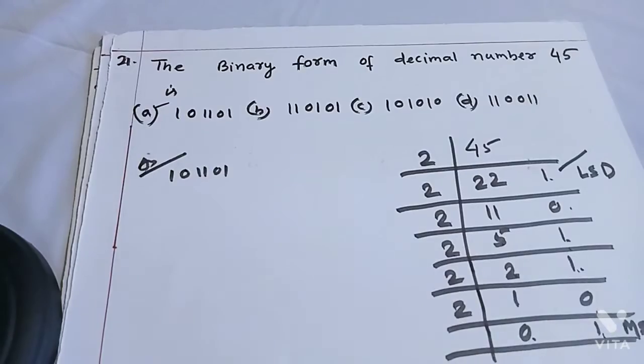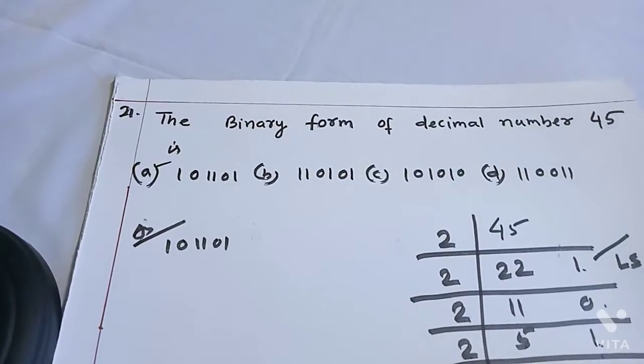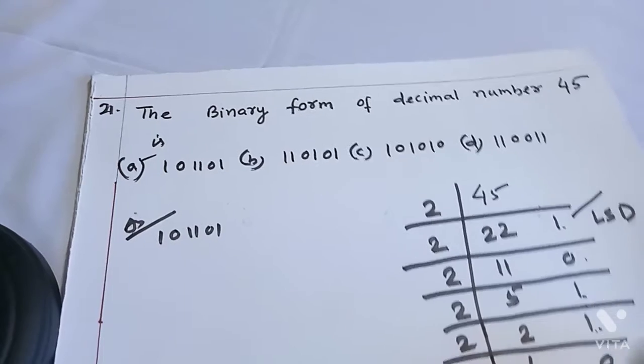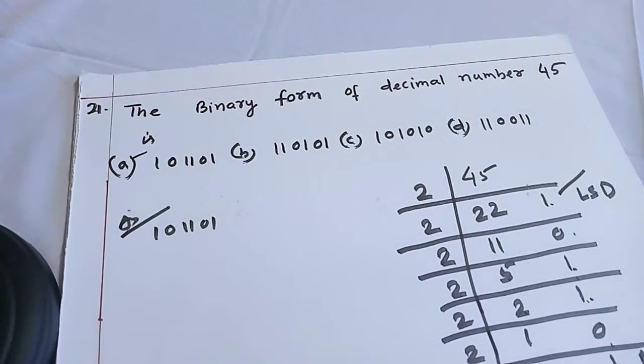Next question is, the binary form of decimal number 45. The binary form of decimal number 45 is, we have to find out which one is correct.